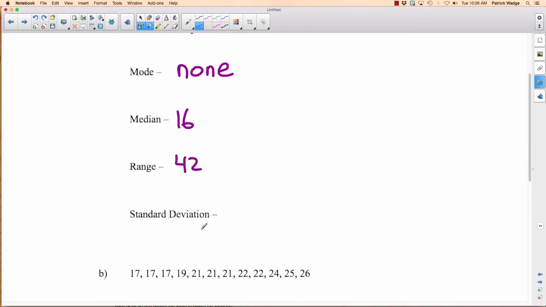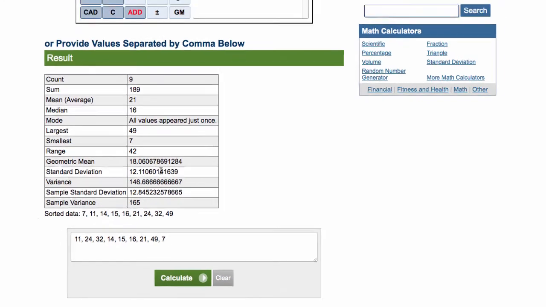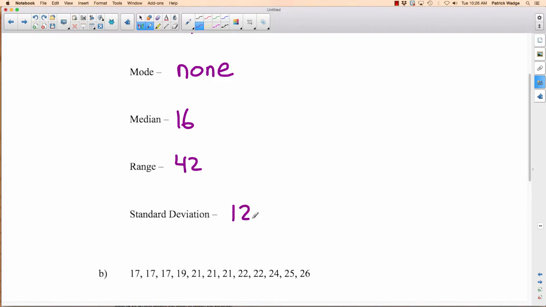And the only other thing we need is standard deviation. They give you some extra things here. They give you geometric mean. Don't worry about that. They give you standard deviation. Beautiful, we want that. They also give you variance, sample standard deviation, and sample variance. Don't worry about all those things. But standard deviation we want, and it is, let's call it, 12.11. How about that? And that's it. It's as simple as that.